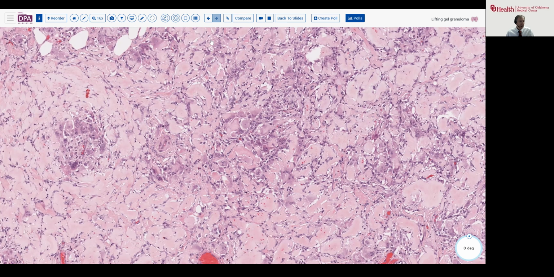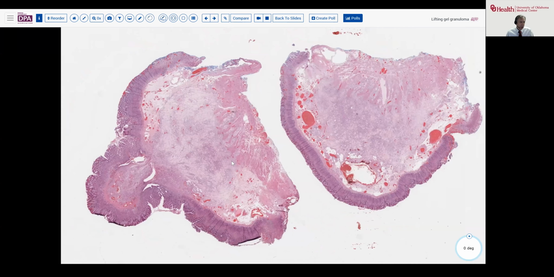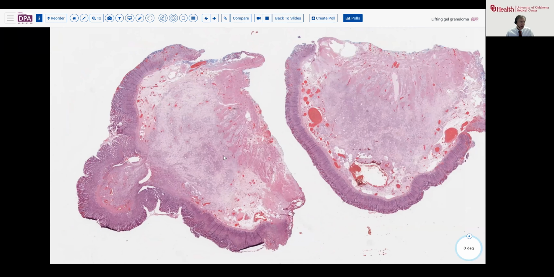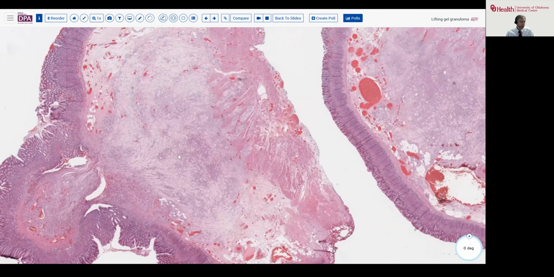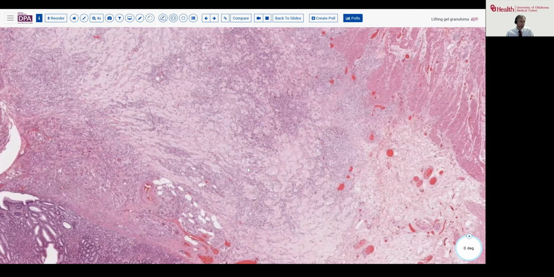Looking at another section, we can see in this tumor that it's got some vascularity associated with the areas above. And here you can see that it begins to dissect into the muscularis propria of the stomach. Here we see this sort of pedunculated eruptive appearance to the tumor. Well, what is going on here?